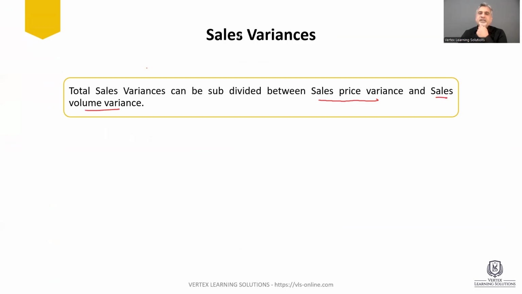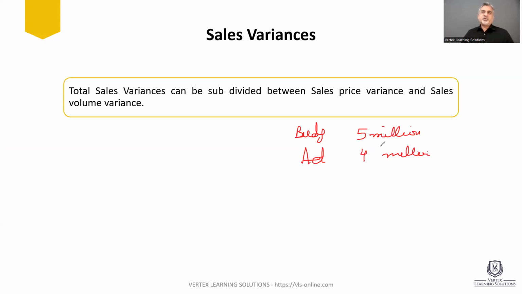Now, first of all, you understand what your total sales variance is. We call it sales variance or total sales variance. This is the difference between your budgeted sales and your actual sales. So imagine that your budgeted sales are 5 million. So you thought that you should be making $5 million in revenue, in sales. This is what you budgeted. But then your actual sales turn out to be 4 million. So you made $1 million less. So your sales revenue, your turnover, is actually $1 million less than what you planned for.